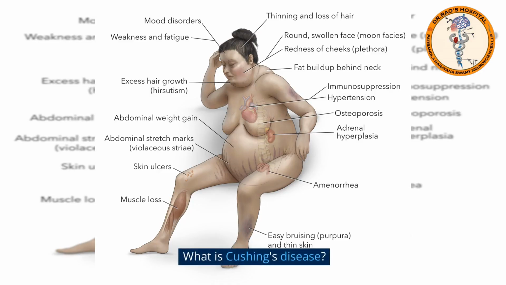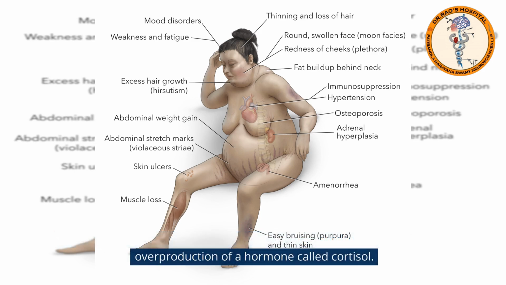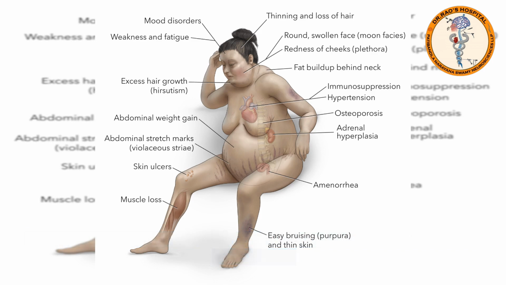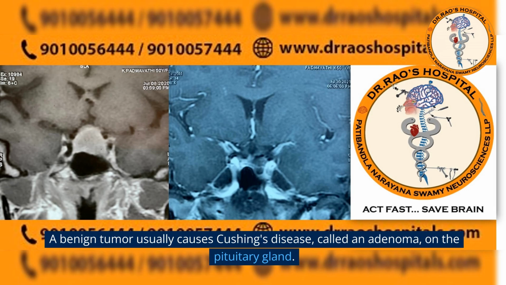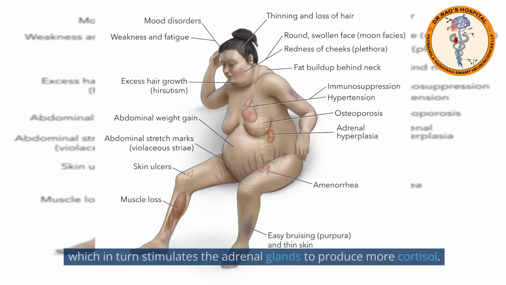What is Cushing's disease? Cushing's disease is a specific form of Cushing's syndrome caused by the overproduction of a hormone called cortisol. Cushing's syndrome refers to symptoms resulting from prolonged exposure to high cortisol levels. What causes Cushing's disease? A benign tumor usually causes Cushing's disease, called an adenoma, on the pituitary gland. This tumor leads to excessive adrenocorticotropic hormone, ACTH, production, which in turn stimulates the adrenal glands to produce more cortisol.